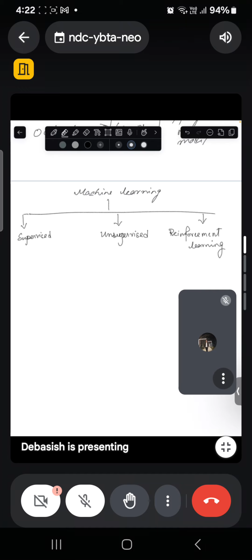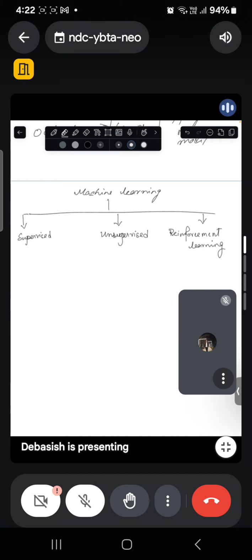Okay, so basically, as the name suggests, this is supervised. Supervised means, I'll give an example. Recently the election happened, as you know, the Lok Sabha election. Some exit polls are there, and some companies are running these exit polls.